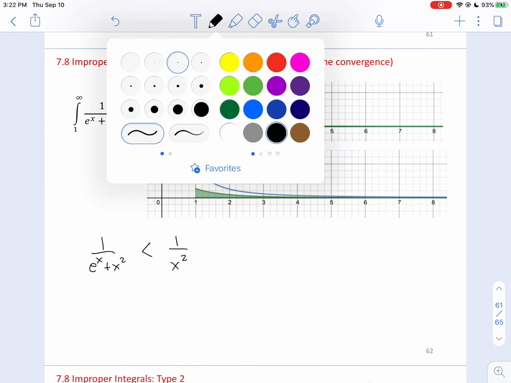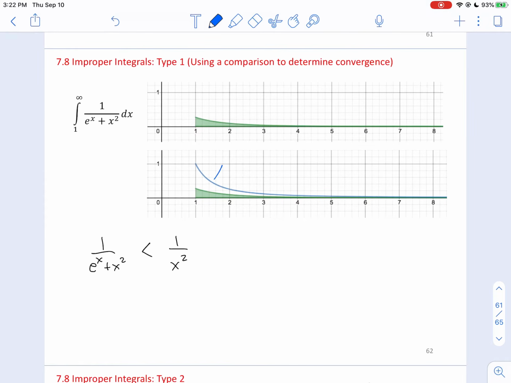In fact, the blue thing that you see graphed here, I knew I was going to do this comparison ahead of time. That blue curve is the curve y equals 1 over x squared. And we want to see how much area is underneath that blue curve. Well, we've already done that, haven't we? Didn't we say that the integral from 1 to infinity of 1 over x squared, this is the one we just did above, we got an answer of 1.